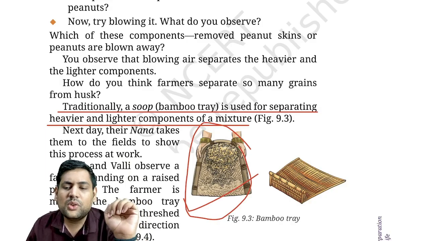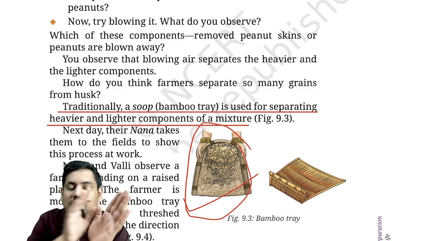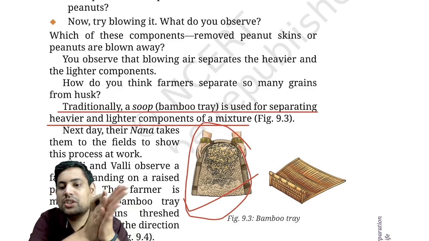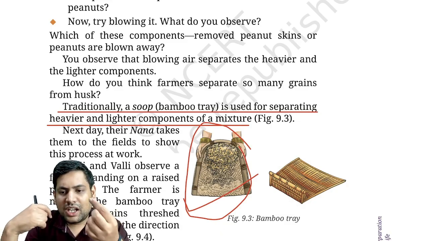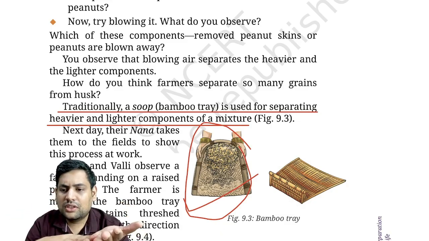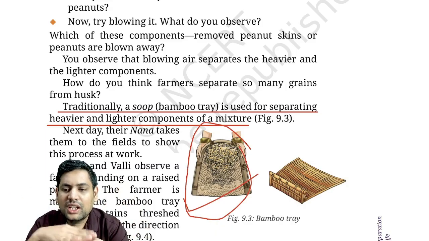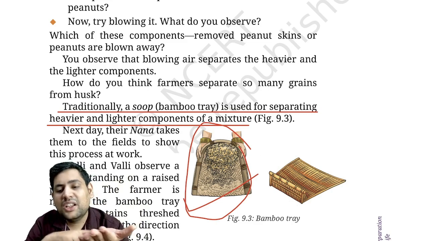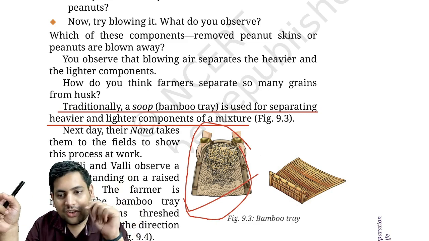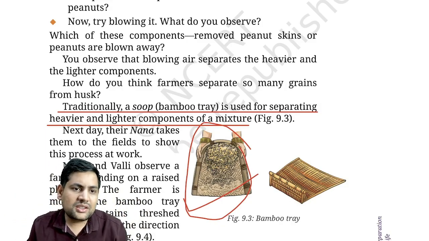This same thing you have also done with peanuts. You take peanuts and rub them like this, and the peel of the groundnut comes out. Then you can just blow air and it goes away, and you can eat the peeled groundnut. Because the groundnut is heavy and the chaff that comes out of it is light, you just provide air for it to flow away. The same thing is done here also.